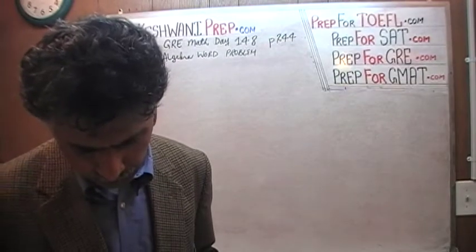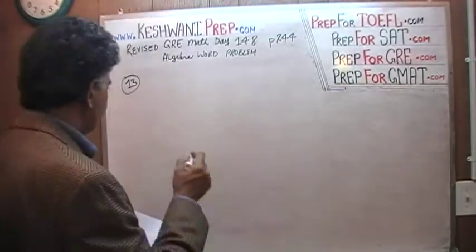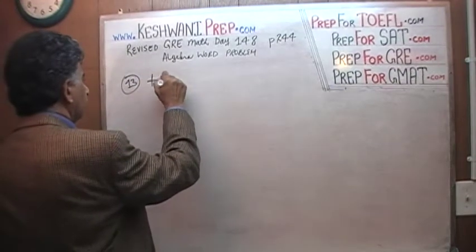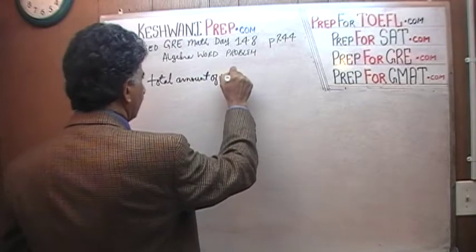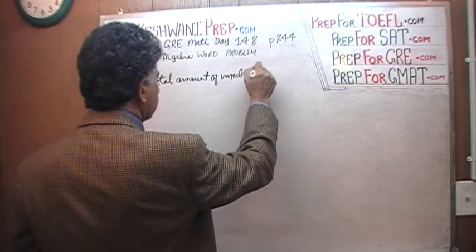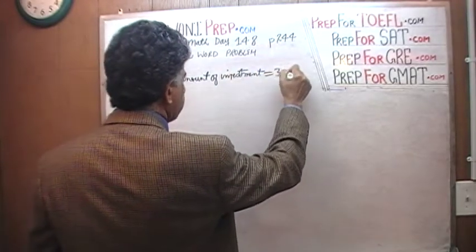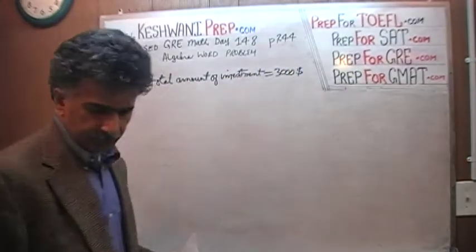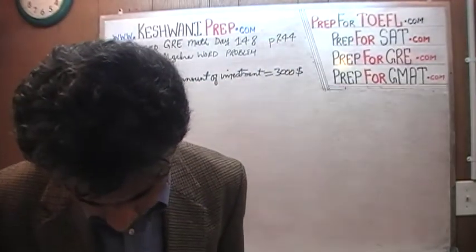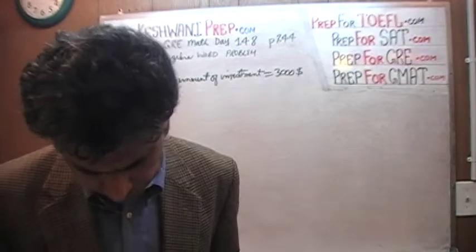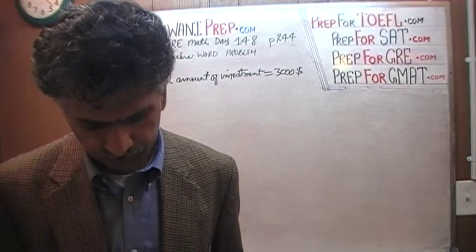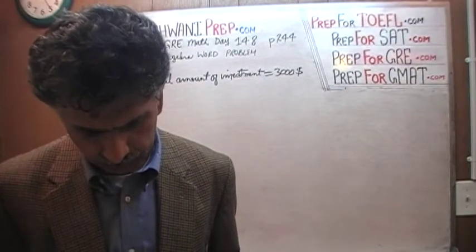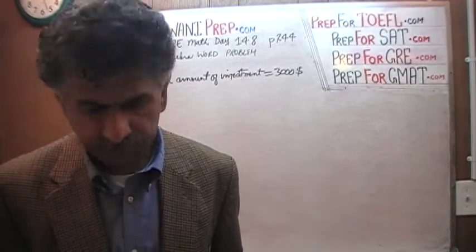Pat invested a total of $3,000. All right, so the total amount of investment is $3,000. Part of the money was invested in a money market account that pays 10% interest, and the remainder of the money was invested in the fund that paid 8% interest.